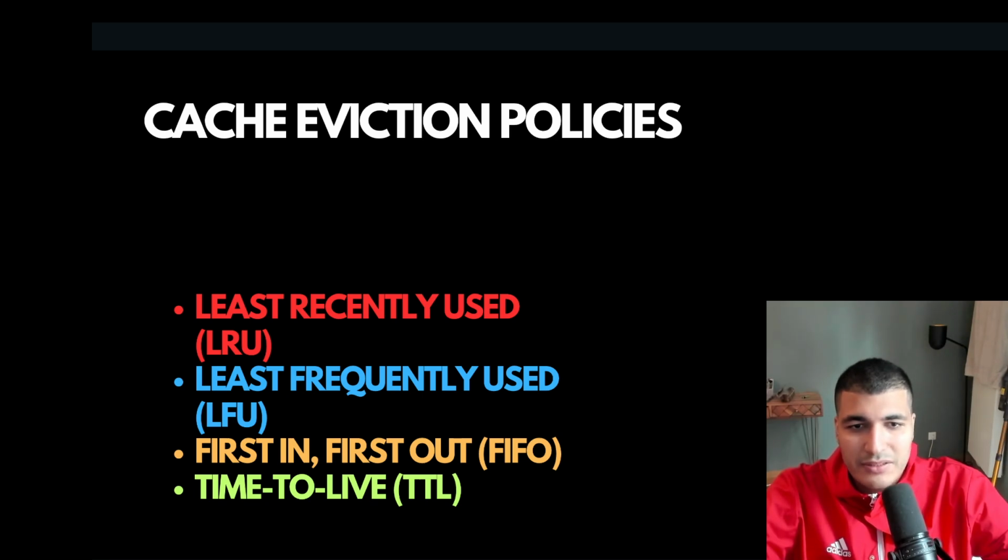It is simple, but not always the most efficient. Number four, time to live, or TTL. TTL isn't strictly an eviction policy for when the cache is full, but rather a time-based mechanism. Data is removed from the cache after a specified duration has passed since it was added, regardless of its usage. This is great for data that becomes stale after a certain period.